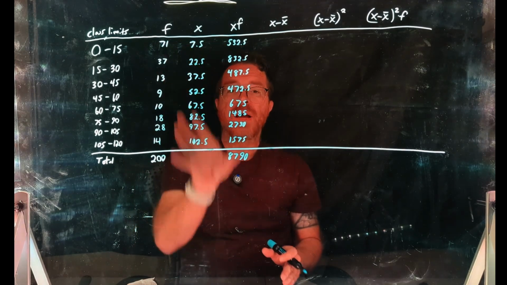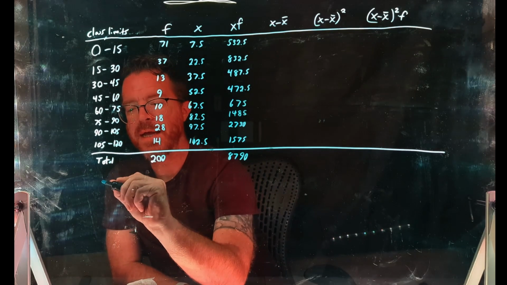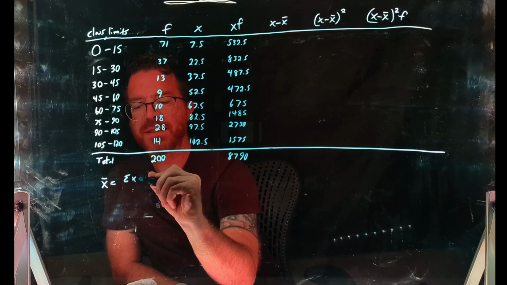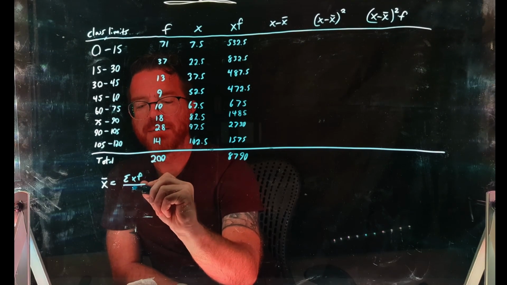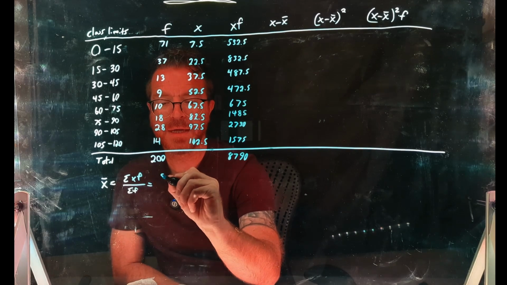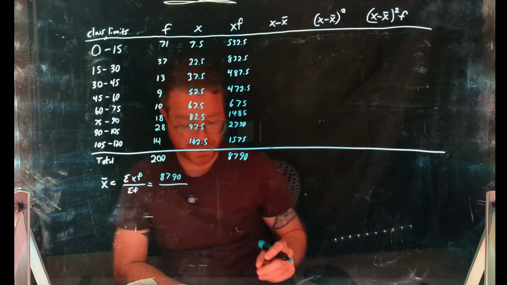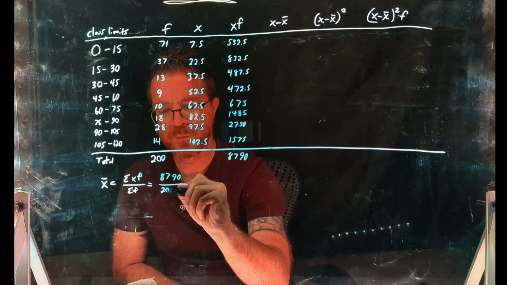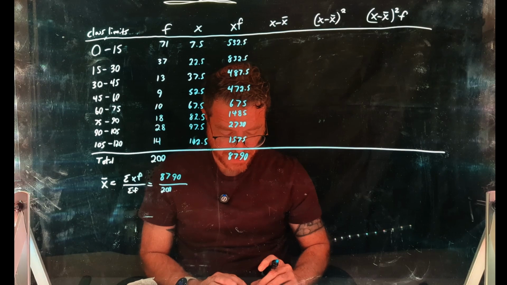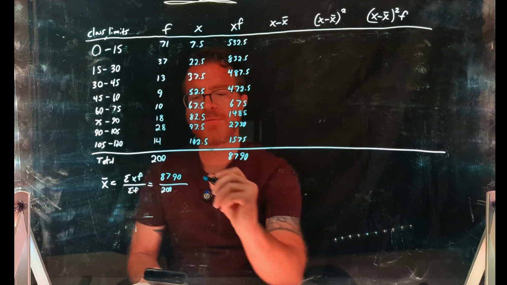So with this, we now have what we need to find our mean, right? Because we need our mean for the next step. So our mean x bar is going to be the sum of your midpoints times their frequency divided by the sum of the frequencies. So this is going to be 8,790 divided by 200. 8,790 divided by 200, we get 43.95.